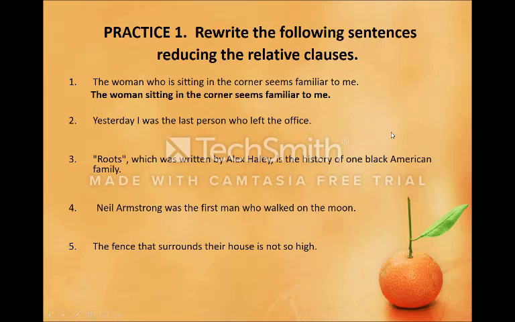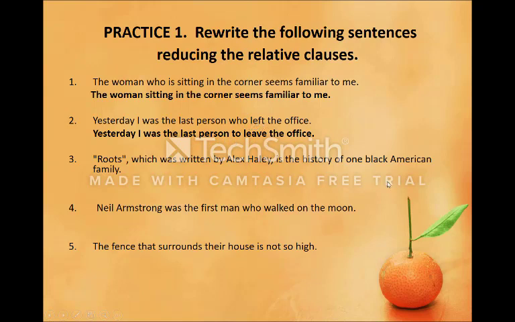Yesterday, I was the last person who left the office. Again, this is subject position and I have this the last structure here. So, the answer is yesterday, I was the last person to leave the office. So, I omit the relative pronoun and I change the verb into infinitive form.